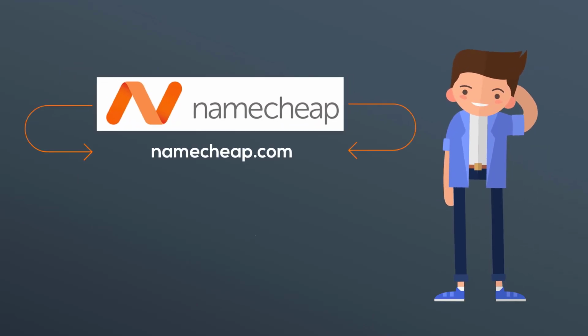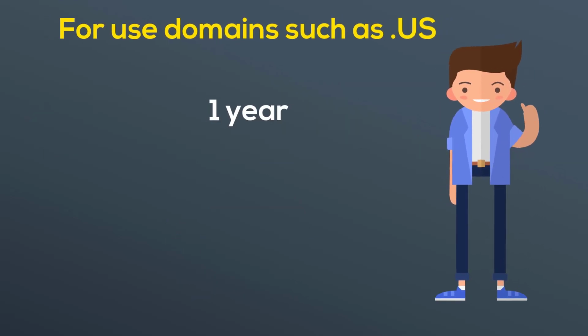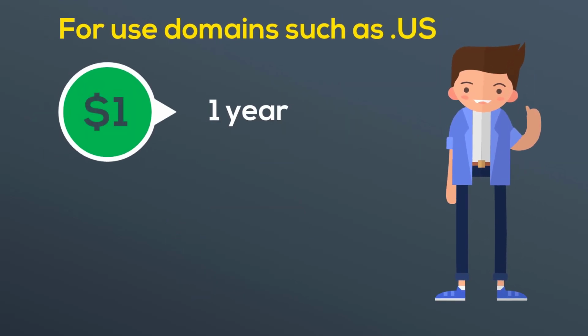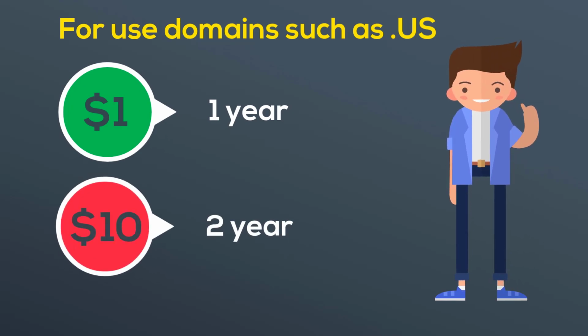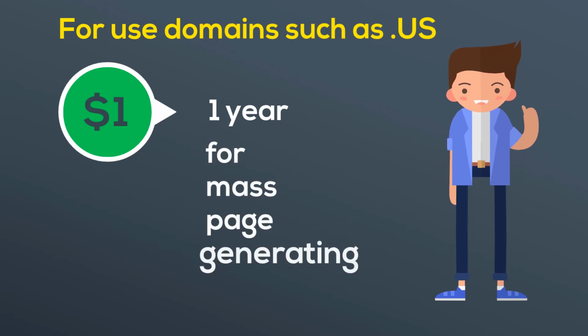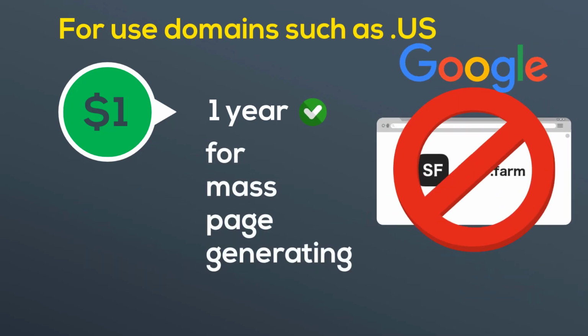They have a great list of $1 domains. But don't forget that the $1 price is for the first year of domain renting only. The second year can cost up to $10. But for mass page generating, 1 year is more than enough. Probably, Google will ban your mass page generated sites within the first 6 to 9 months.